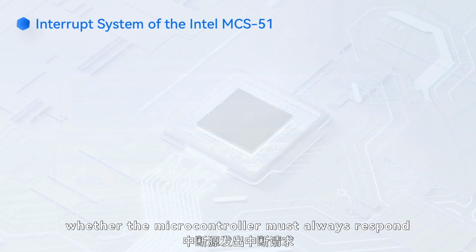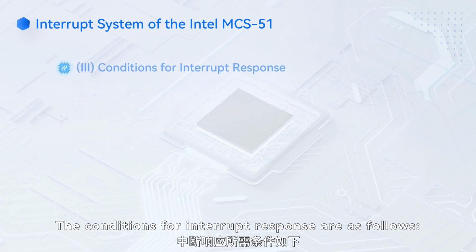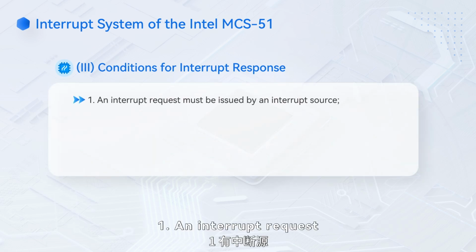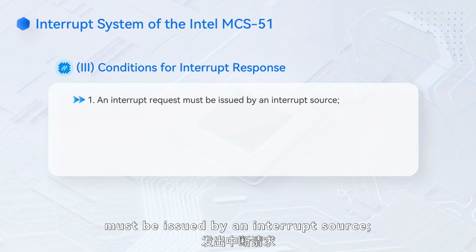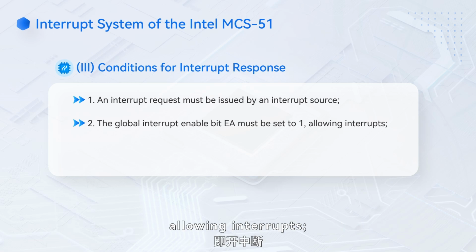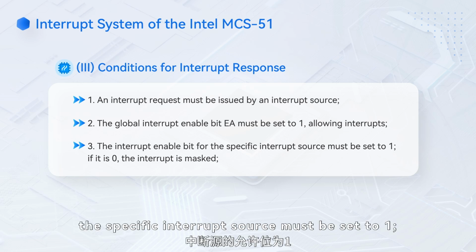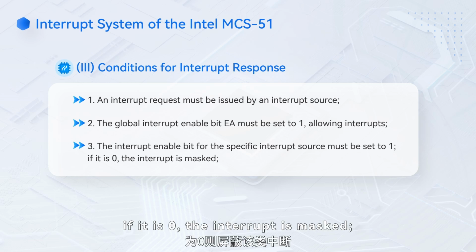Next, let's examine whether the microcontroller must always respond to an interrupt request from an interrupt source. The conditions for interrupt response are as follows. 1. An interrupt request must be issued by an interrupt source. 2. The global interrupt enable bit EA must be set to 1, allowing interrupts. 3. The interrupt enable bit for the specific interrupt source must be set to 1. If it is 0, the interrupt is masked.